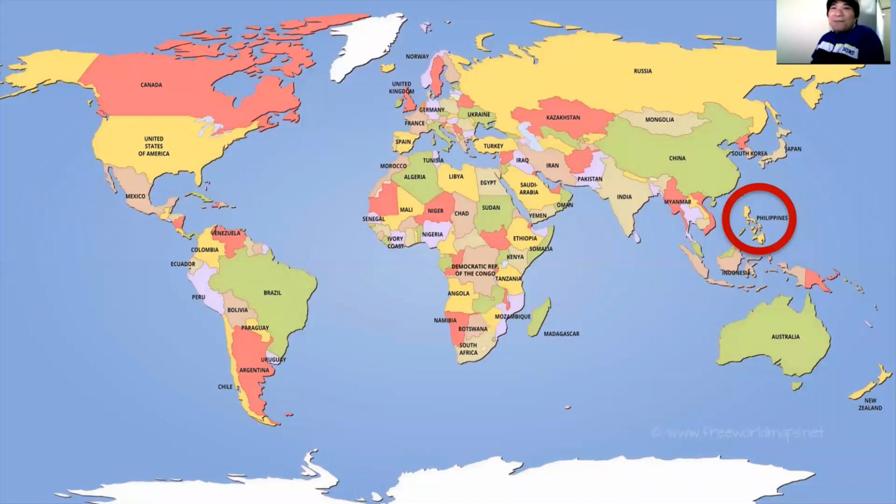So here's a map of the world. You know the Philippines. If you look at the map, personally, I know people that are living in these places and they're currently working as nurses. For you, there might be more places than that.